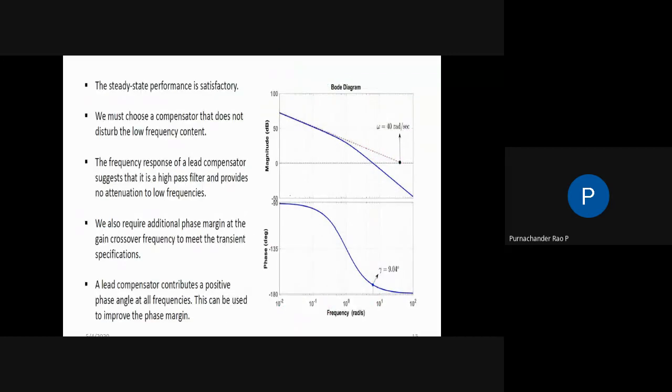So the steady state performance is satisfactory because we are assuming that KV is equal to 40. So you are designing K dash, K dash equal to 10. Your original system has a transfer function of 4 by s into s plus 1. You are adding a value of 10, so your KV will become 40.